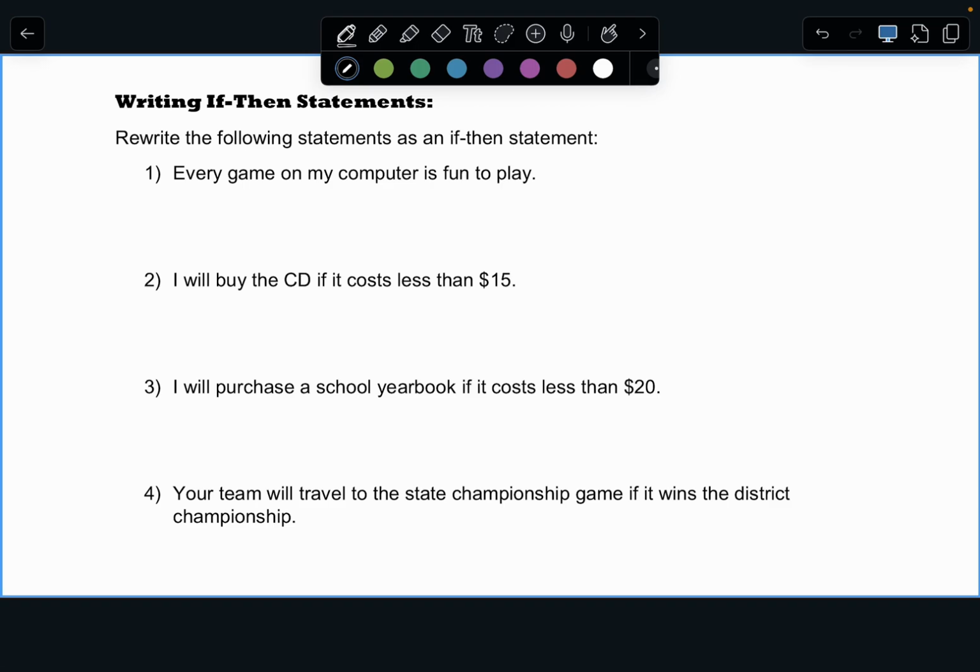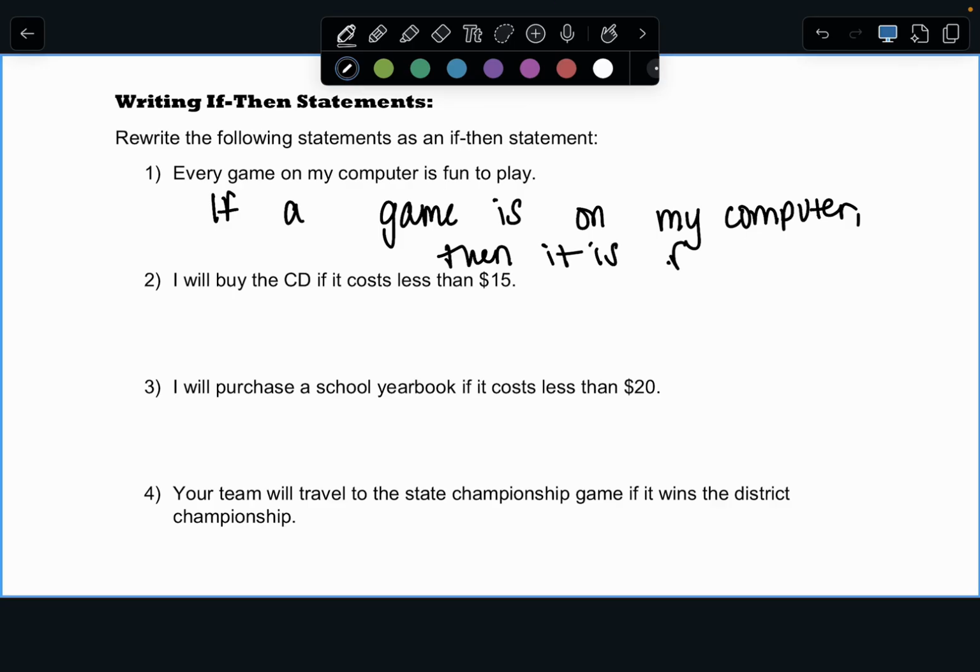The game has to be on my computer. Then what happens? Well, then it's fun to play. The next one, hold on. If a game is on my computer, then it is fun to play.